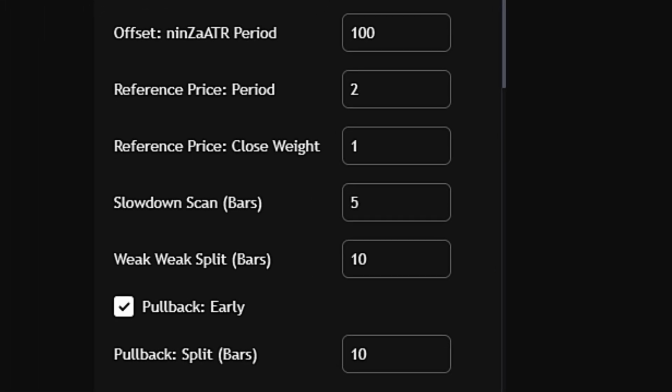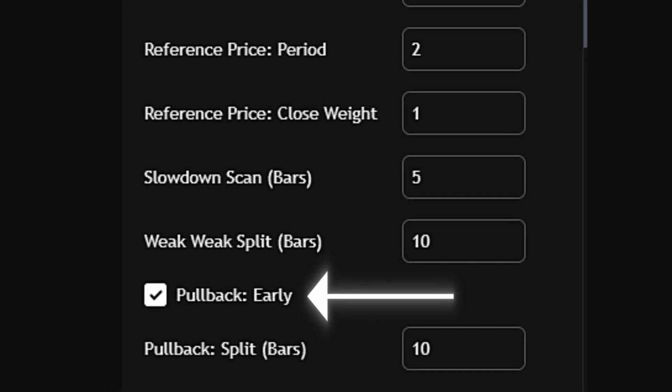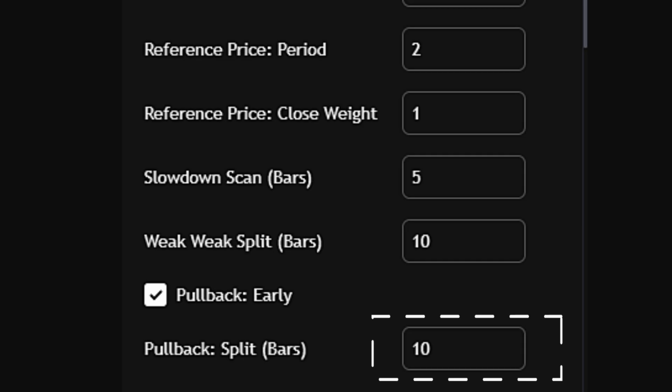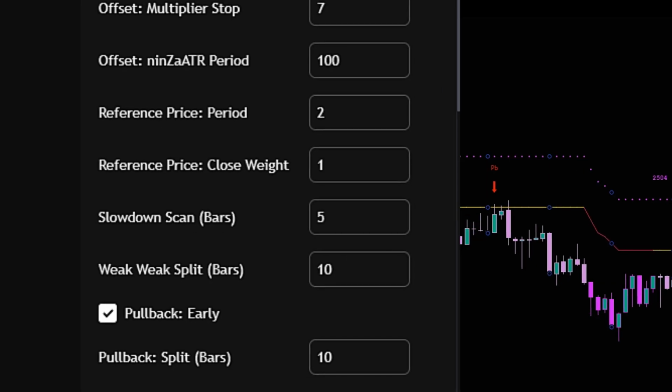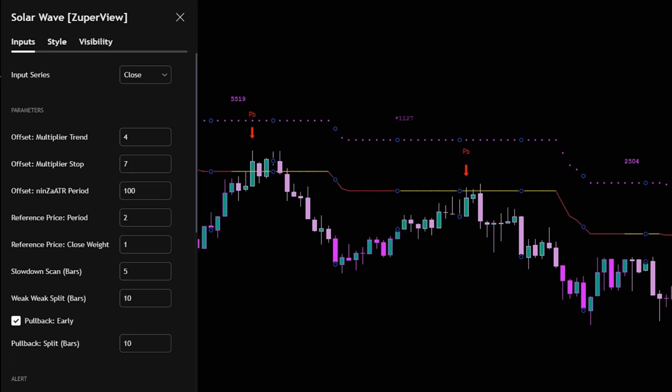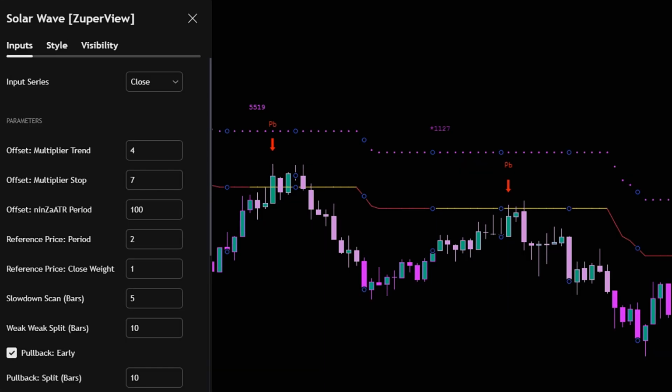Another important parameter is pullback early. When it's turned on, the indicator gives pullback signals sooner, just as soon as price moves into the space between the trend vector and the trailing stop, without waiting for extra confirmation. If you turn it off, a signal only appears after price steps into the zone and then tests the trend vector line. When you adjust the split bar parameter, the number of pullback signals displayed will also change accordingly.